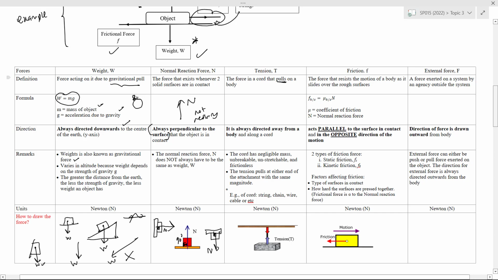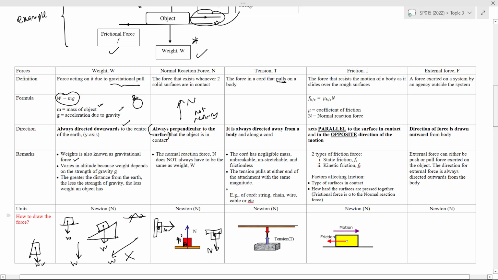Okay, then we have tension, which is the force in a cord that pulls on a body. Okay, so tension tak ada formula. There's no formula for tension, and it is always directed away from the body and along the cord. Okay, so basically this type of force ada jika ada tali. Tak ada tali, tak ada tension. Ada tali, ada tension. Okay, cord tu has a negligible mass. So bila kita fikir tali tu, kita jangan fikir tali tu ada mass dia. Kita just fikir tali tu adalah negligible. Kita boleh ignorekan mass of the tali. So we don't have to consider the weight of the tali. Okay, so the tension pulls at either side attached with the same magnitude.